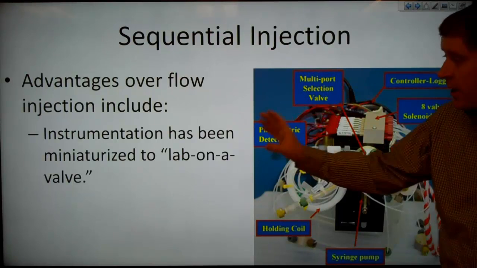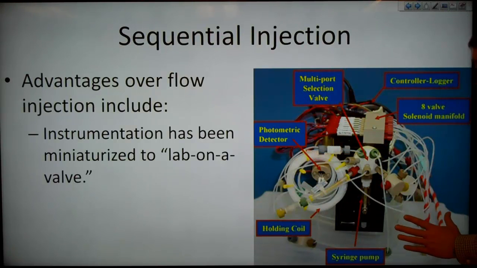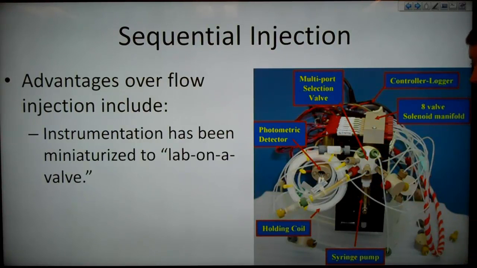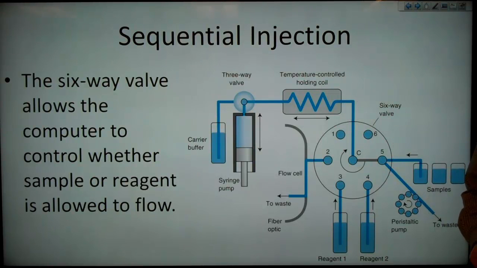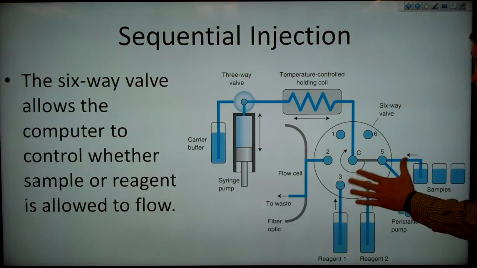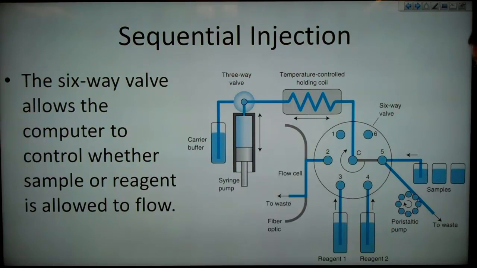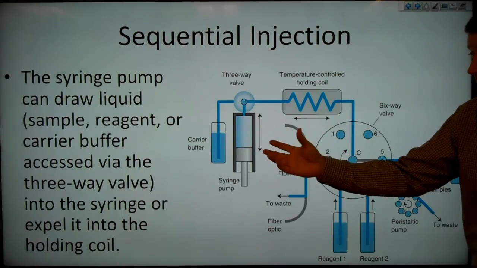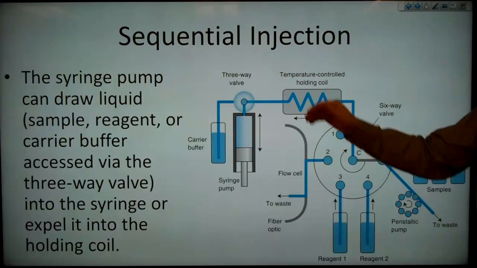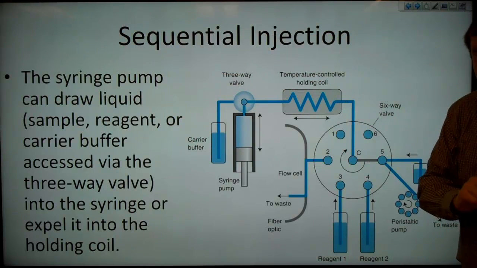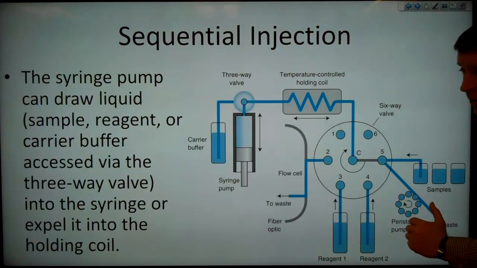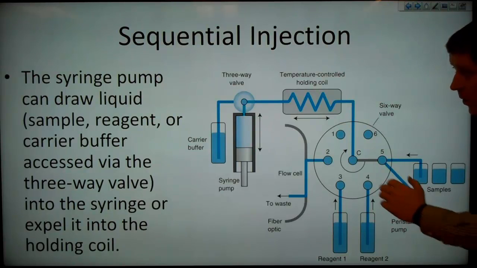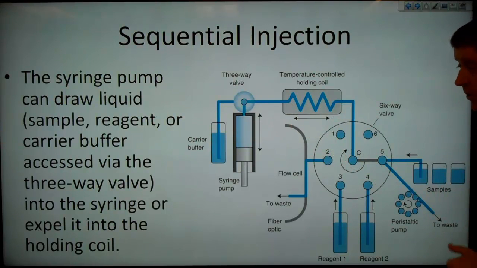Another advantage is that the instrumentation has been miniaturized to what we call lab on a valve. So we have a relatively small instrument here, and the key is the 6-way valve in the center here. This allows the computer to control whether the sample or reagent is being allowed to flow. The syringe pump over here can draw liquid, either sample, reagent, or carrier buffer. The carrier buffer is accessed via the 3-way valve up here. That syringe pump can draw our liquid into the syringe or expel it out of the syringe and into the holding coil. The holding coil is up here and is temperature controlled.